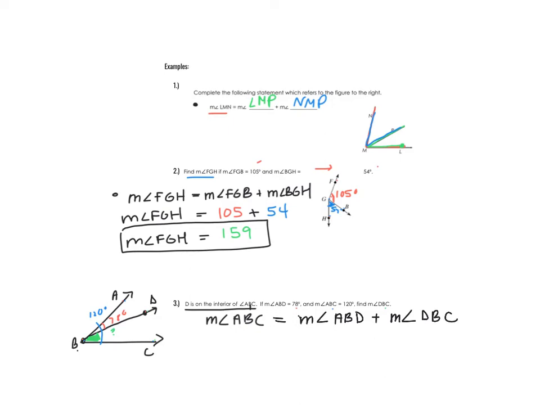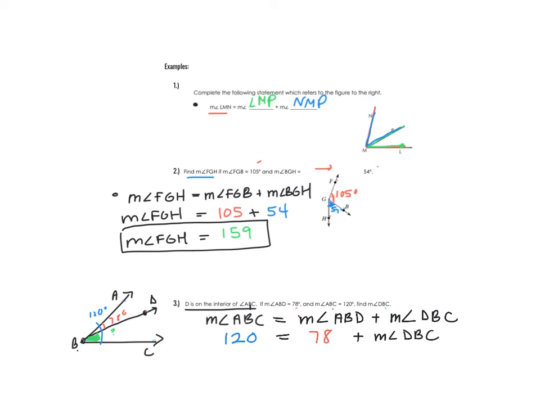So if I fill in what I know, I actually know the measure of angle ABC. I was told it was 120. I'm going to put it in corresponding color. And I know that the measure of angle ABD was 78. And I don't know the measure of angle DBC. I could leave it the way that it is or make it an X if you feel comfortable.